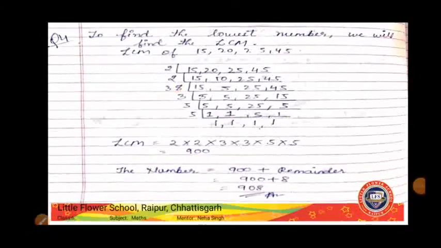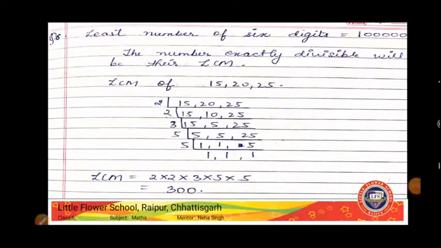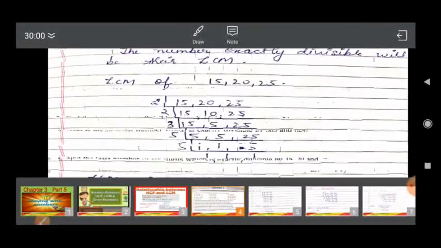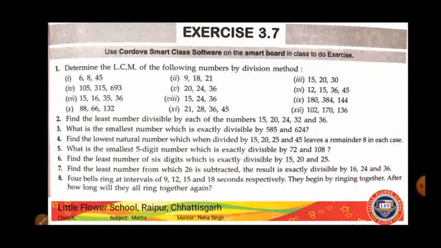Now moving on to the sixth question. Let us see what the sixth question is saying. Find the least number of 6 digits which is exactly divisible. The fifth question is also the same. You just need to find the LCM. You can try the fifth question yourself. The sixth question is: find the least number of 6 digits which is exactly divisible by 15, 20 and 25.